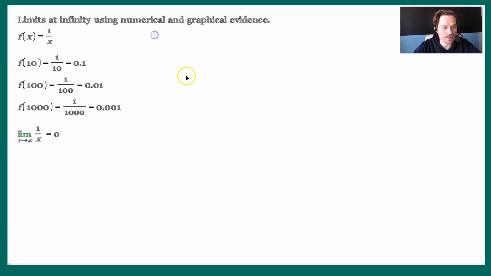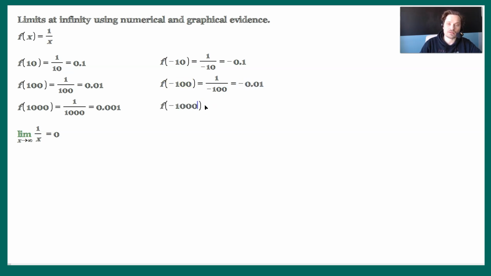What happens in the following case, when x goes towards negative infinity? So then you would do, for example, f of negative 10 first. Negative 10 for x. Then you would have 1 over negative 10. That's negative 0.1. F of negative 100. X is sliding towards negative infinity, remember. That would be 1 over negative 100, which would be then negative 0.01. F of negative 1000, moving towards negative infinity on x. This would be 1 over negative 1000, which would be negative 0.001.